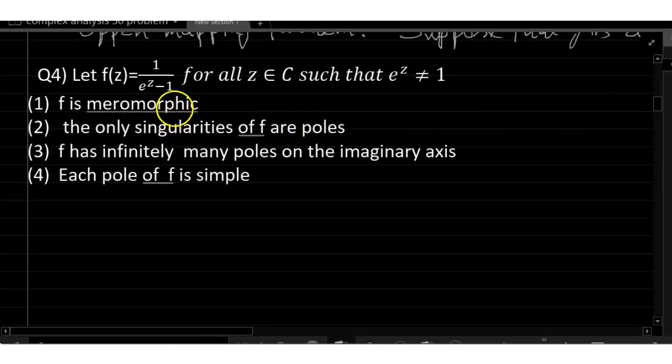Let f(z) = e^z - 1 for all z belonging to C such that e^z does not equal 1. F is meromorphic. Obviously F is meromorphic. The only singularities of F are poles. This is also correct. And F has infinitely many poles on the imaginary axis. This is also correct. And each pole of F is simple. This is also correct. How, friends?